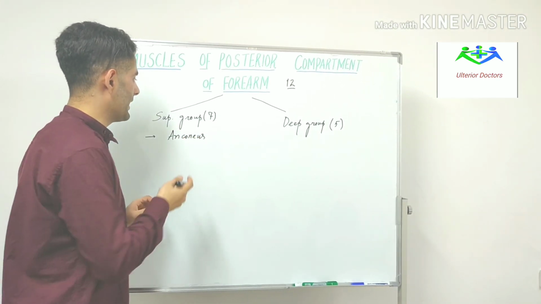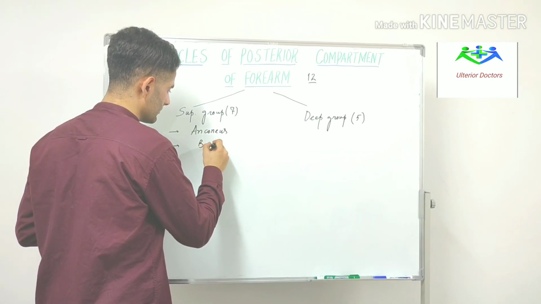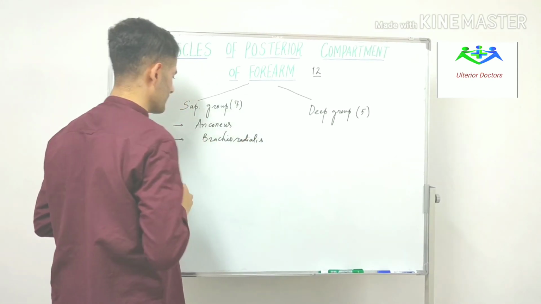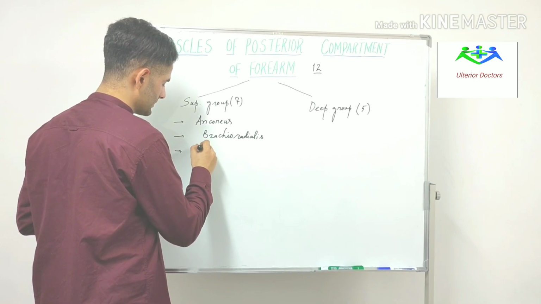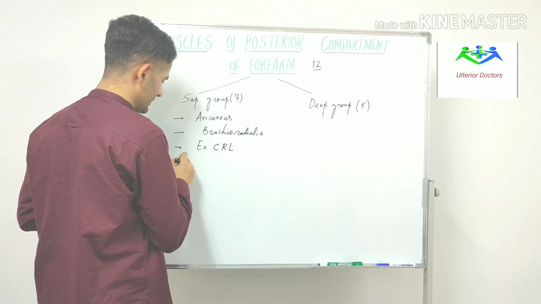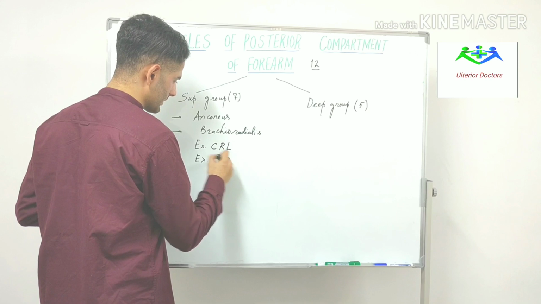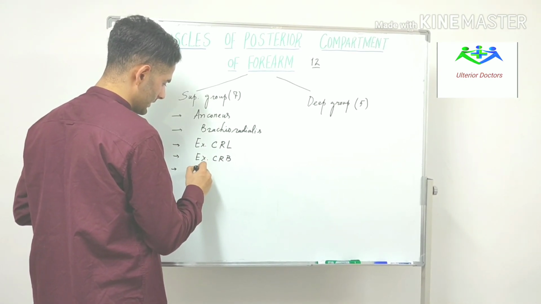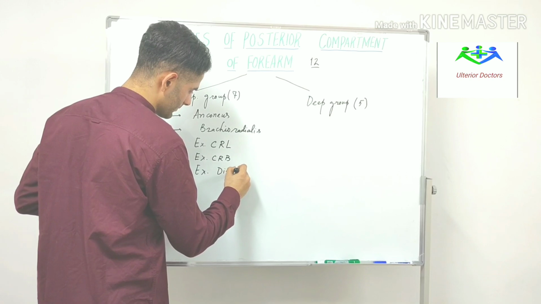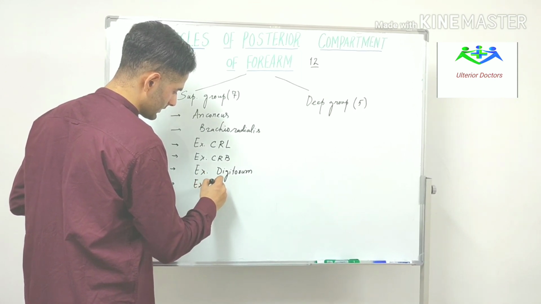Anconeus is a small muscle and is triangular in shape. And the second muscle is brachioradialis. Another muscle is extensor carpi radialis longus. Another muscle is extensor carpi radialis brevis. Another muscle is extensor digitorum. Another muscle is extensor digiti minimi.